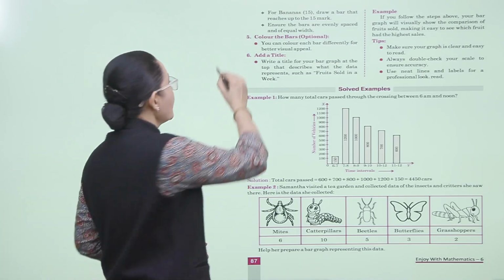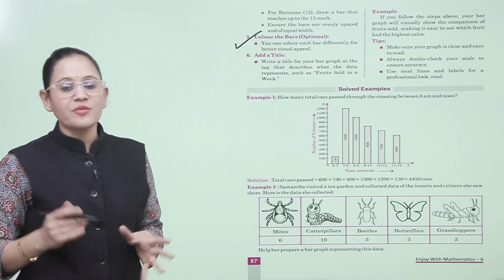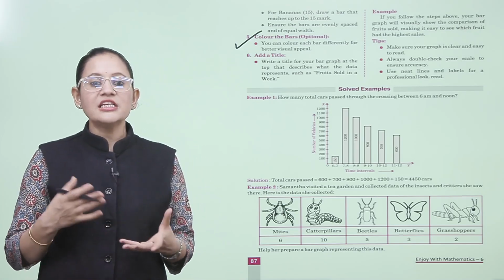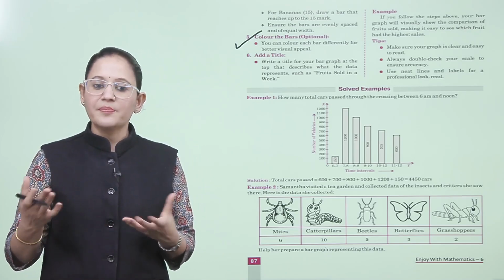Next, color the bars. That is totally optional, but it makes the bar graph visually appealing. You can color each bar differently for better visual appeal.